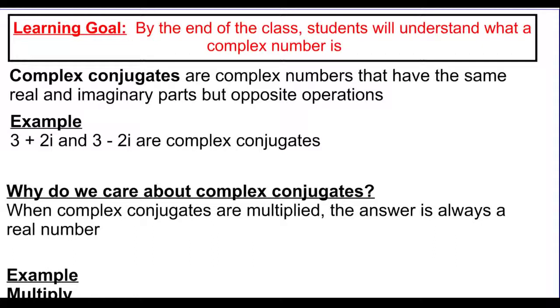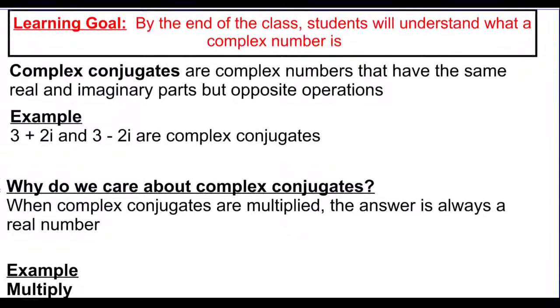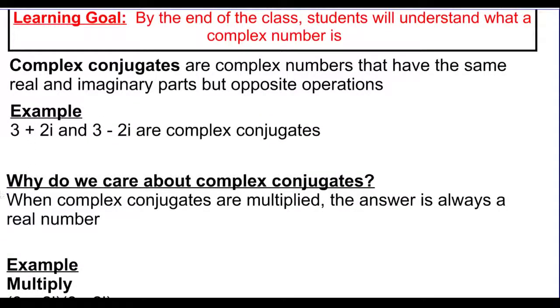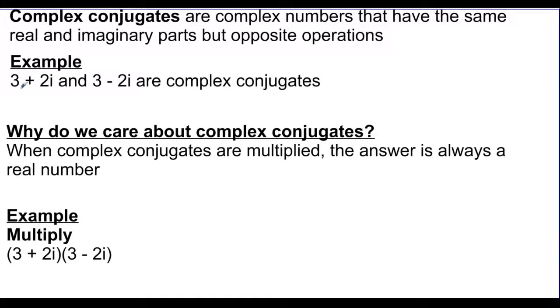And so why do we care? Why do we have a special name for these, and what are we going to do with them? Well, they have a very special property, complex conjugates. Here's what happens. If I take these complex conjugates, 3 plus 2i and 3 minus 2i, and I multiply them together, watch what happens, okay? So there's i's in both expressions, and I'm going to multiply them together.